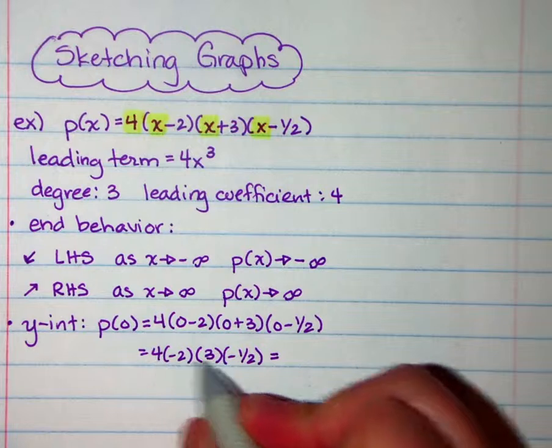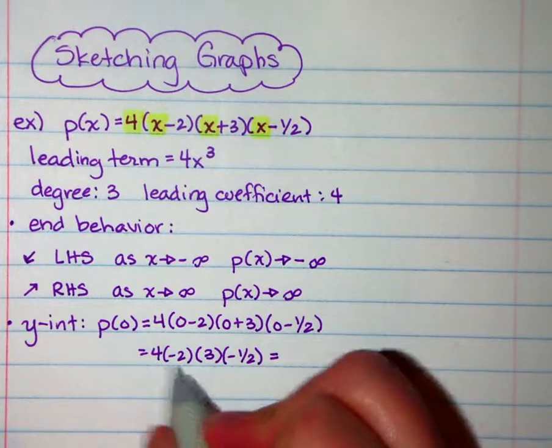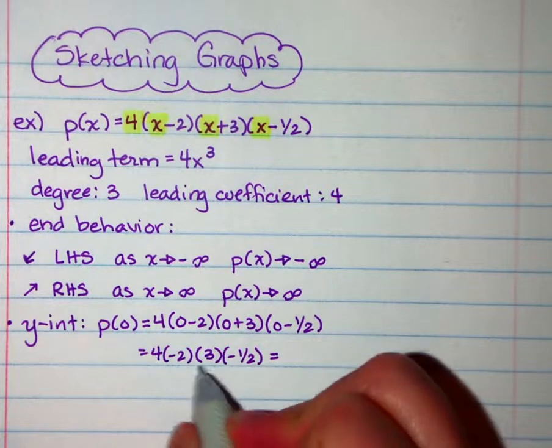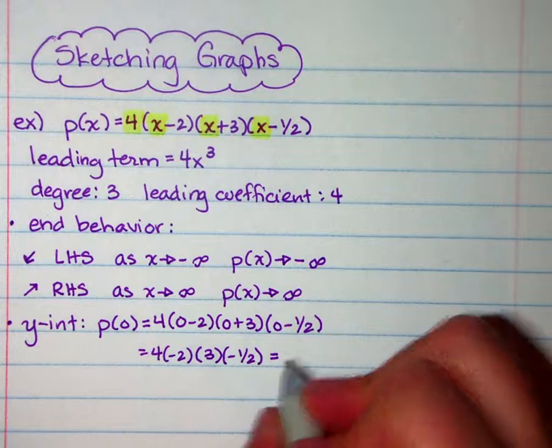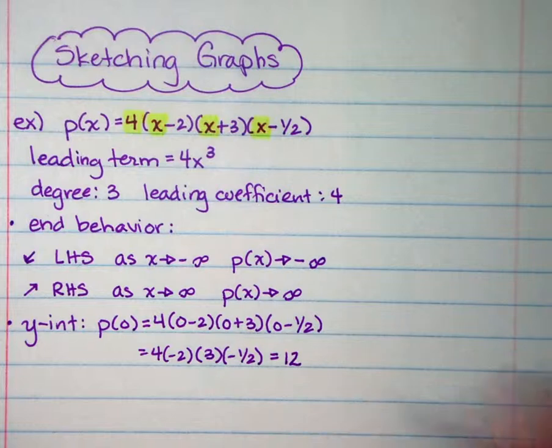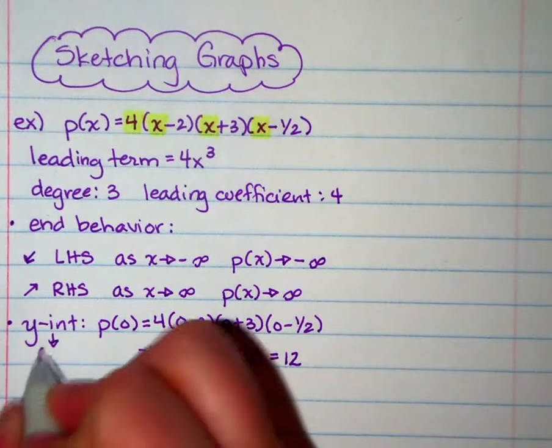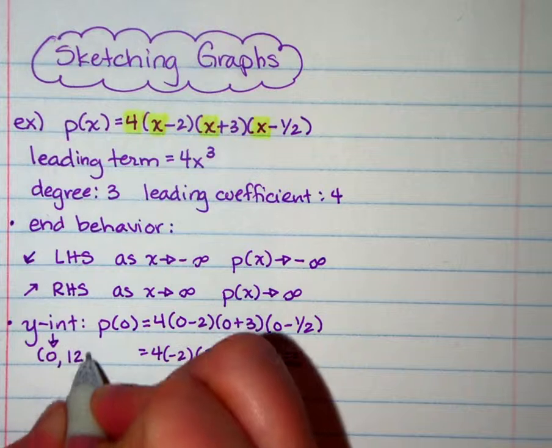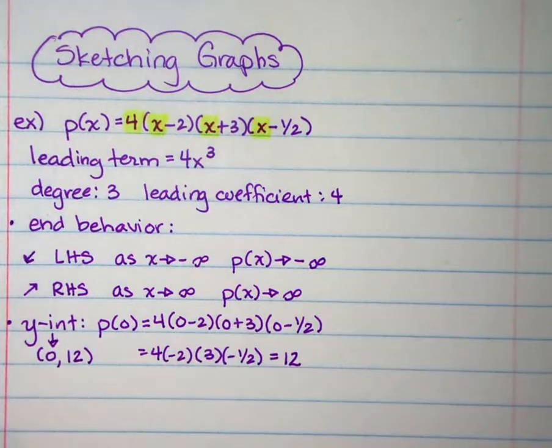And if I look at what's happening over here, 4 times 2 is 8. 8 times 3 is 24. So 24 times 1/2 is 12. So what happens is I have a y-intercept where x equals 0 and y equals positive 12. And I'm going to want to use that information to help myself sketch this graph.